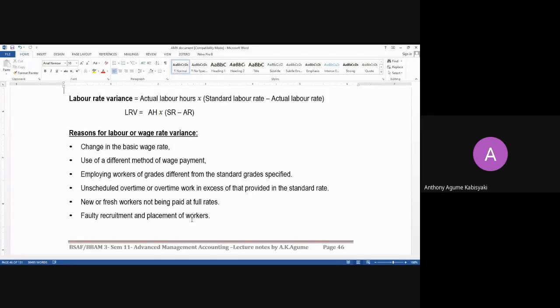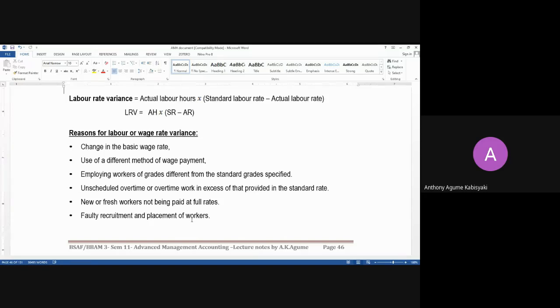Unscheduled overtime, or if there is overtime work in excess of what was provided, automatically you expect a variance. That's why organizations in most cases are very strict with overtime. To work overtime, it must be authorized.